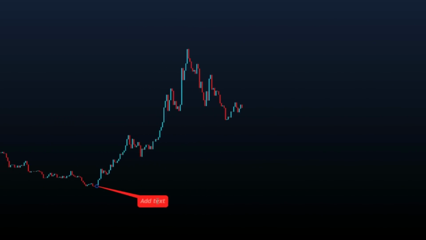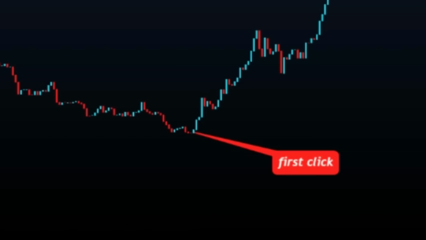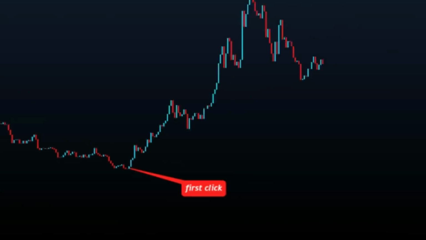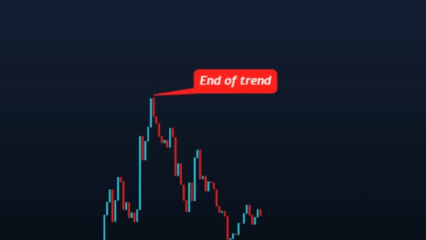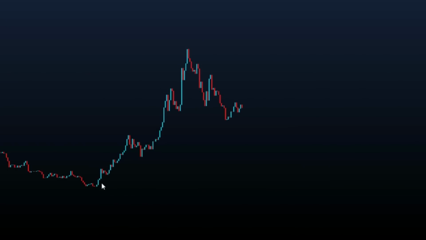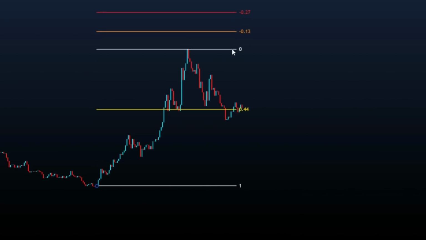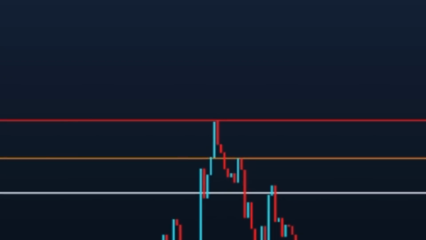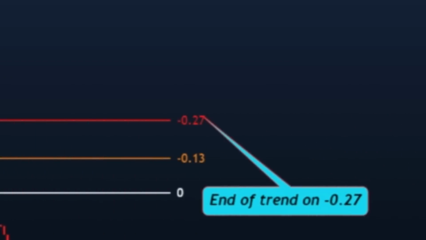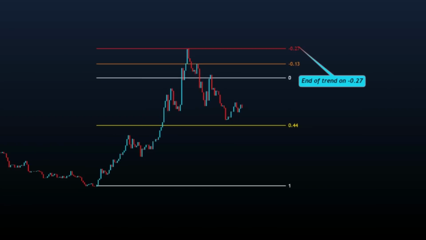In case of an uptrend, you need to click first at the very beginning of the trend, followed by the second click, which must be at the exact end of the trend. Go ahead and apply the Fibonacci. But here is the kicker. The end of the trend must be on minus 0.27 instead of Fibonacci 0. This is where the things truly start to shift.